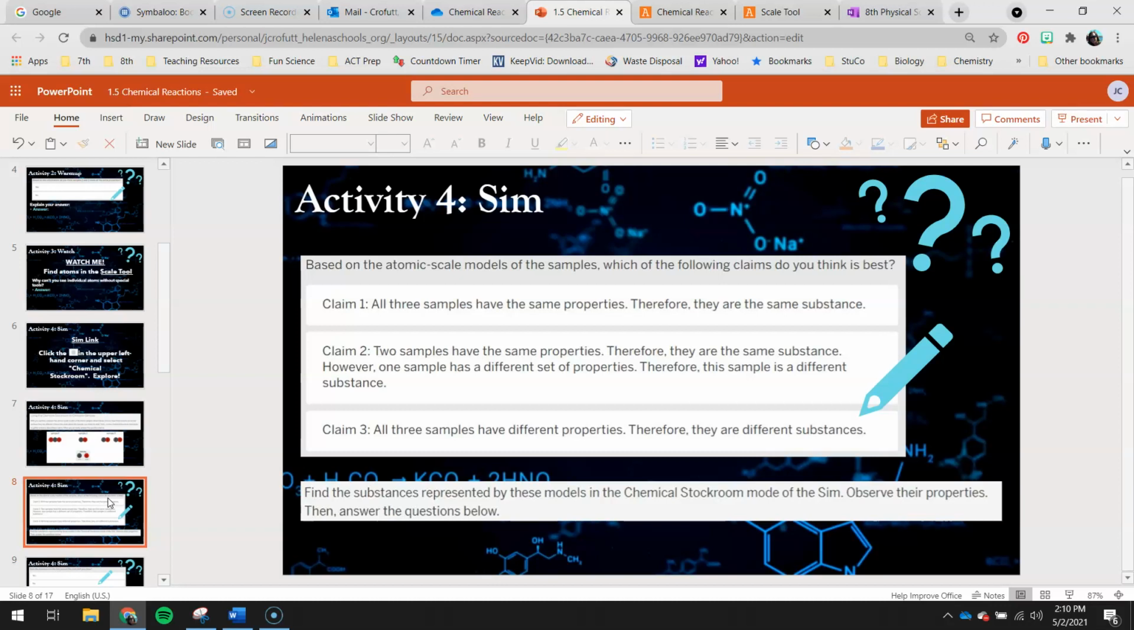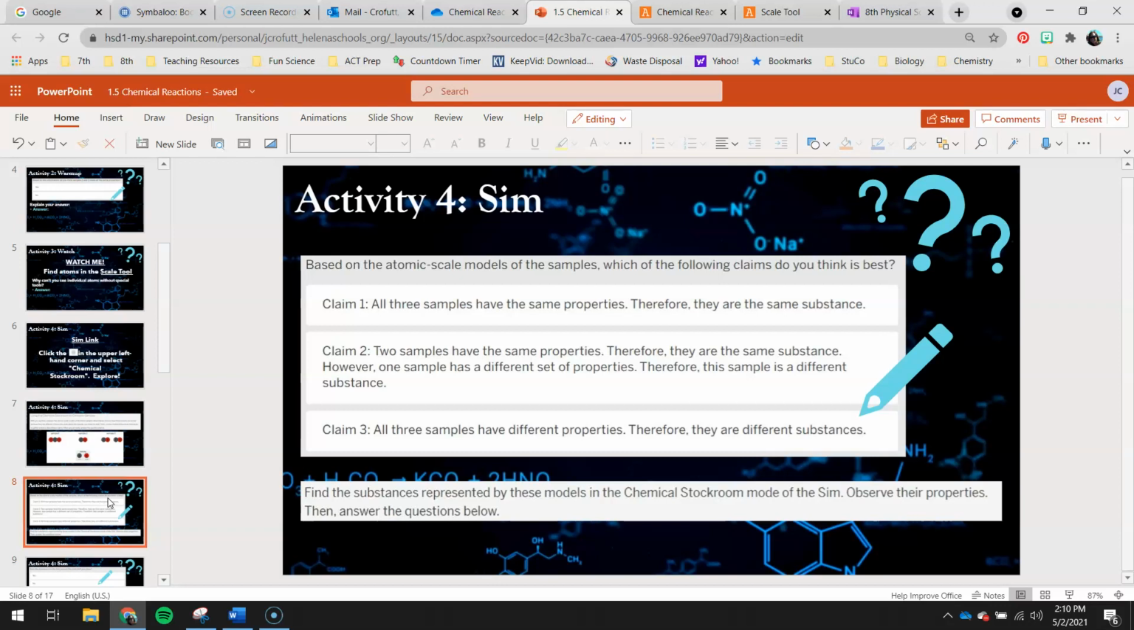Okay, so again, you guys would need to look at that in the sim, but we're just making a prediction right now. Claim 2, 2 samples have the same properties, therefore they are the same substance. However, 1 sample has a different set of properties, therefore this sample is a different substance. And then finally, all 3 samples have different properties, therefore they are different substances.